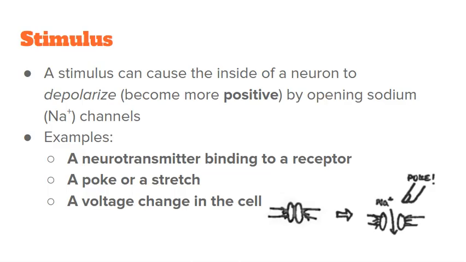But let's talk about this situation. We're resting, your neuron is resting, something's going to come around, something's going to happen to cause it to send a signal. And that is called a stimulus. A stimulus can cause the inside of a neuron to depolarize. Polarized means the cell's more negative inside. Depolarized means that cell's going to become more positive.